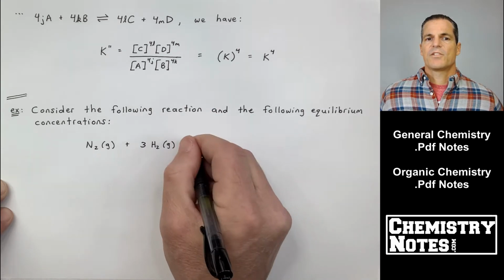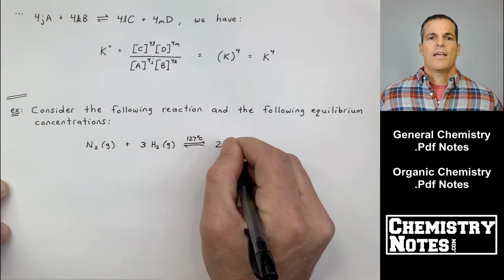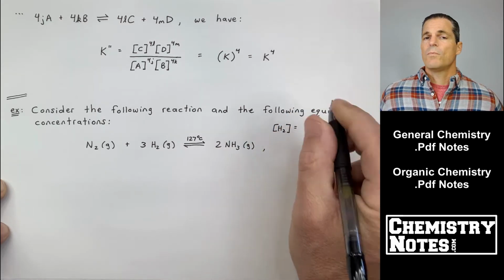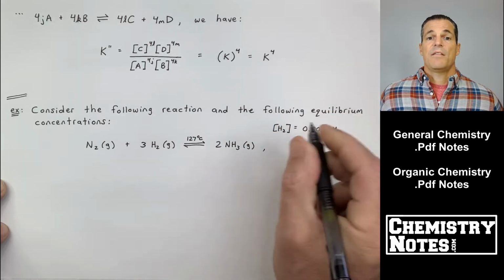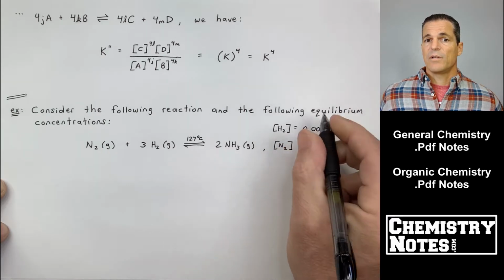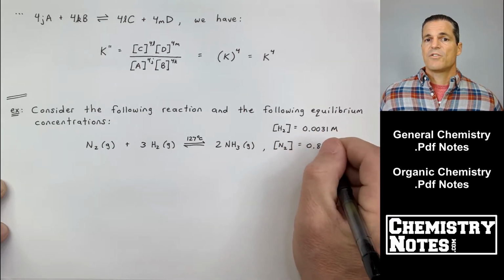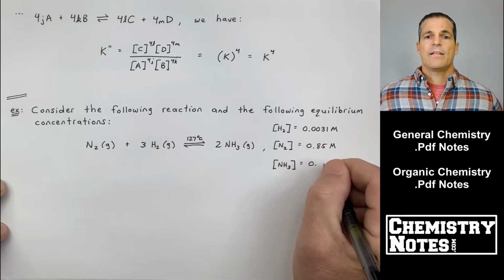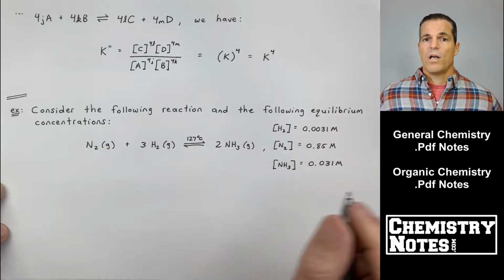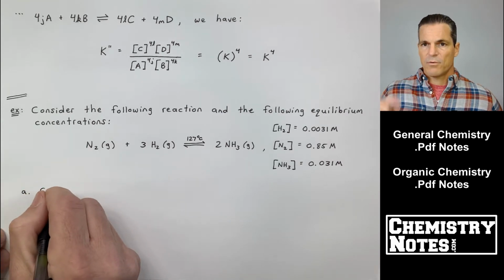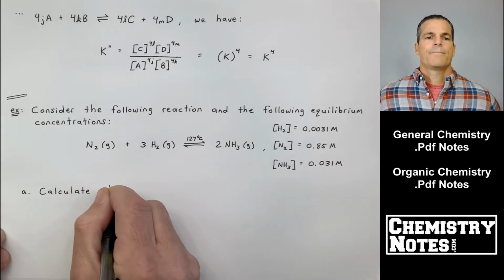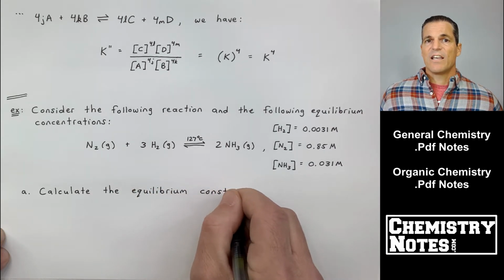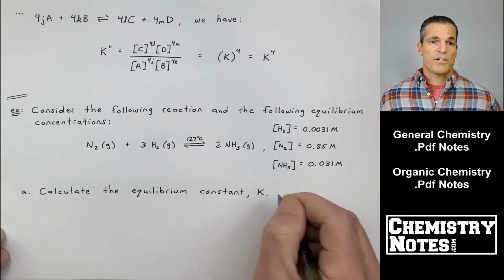N2 gas plus 3 moles of H2 gas, and it just so happens it's at 127 degrees, and that yields 2 moles of NH3 gas. And then they're nice enough to give us the equilibrium concentrations here: H2 0.0031, N2 0.85, NH3 0.031 molar. These are concentrations, right? So big M, molar. Okay, what are we told to do? Because so far they've just given us information. Well, we have our first question in A.